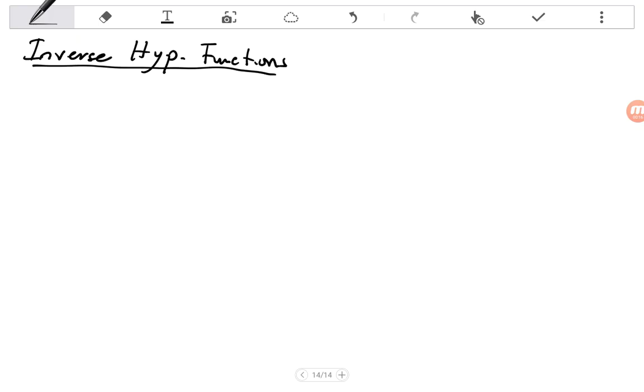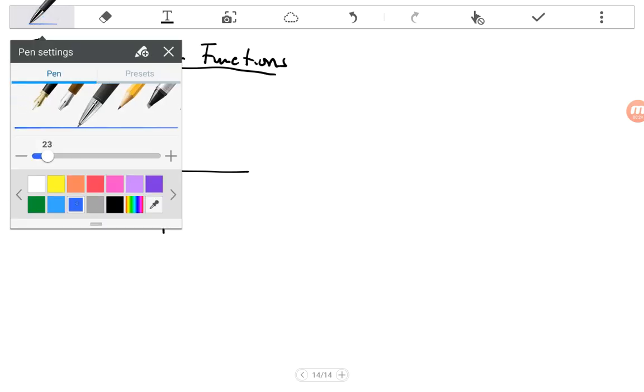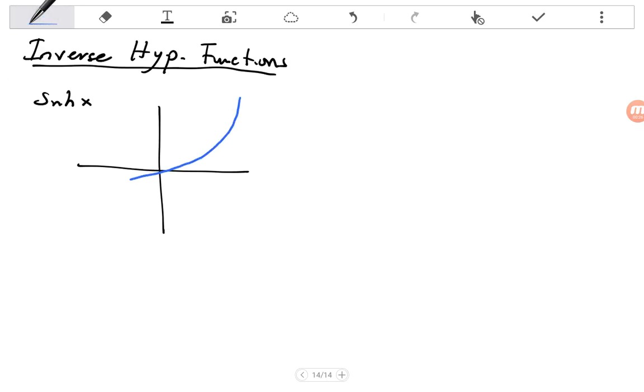Let's start with sinh x. We have learned that sinh x looks like that. And to find its inverse, what is the first thing to check when you need to find the inverse of a function? You check if it is 1-to-1 or not. So we learned that sinh x is 1-to-1. So its inverse is just that simple. We just say that y is equal to sinh inverse x is just the inverse.